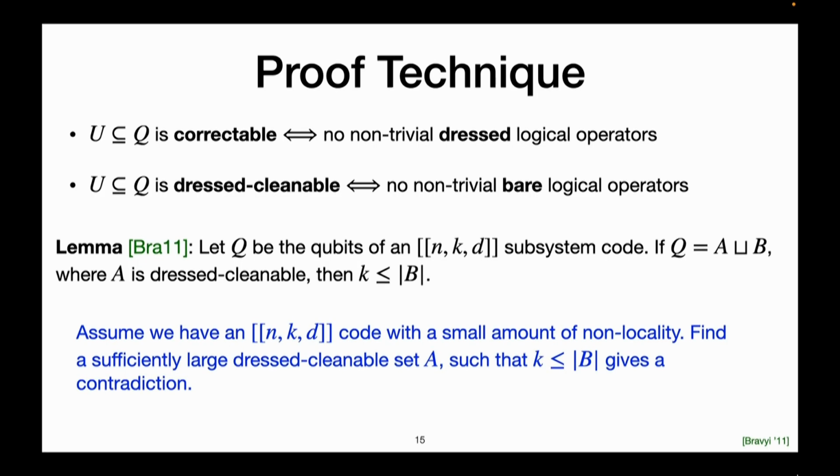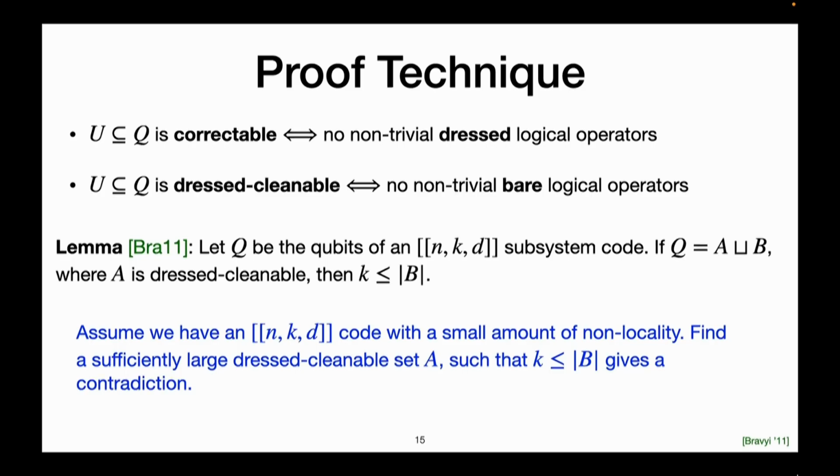So this leads us to our strategy. If we assume we have an NKD code with a small amount of non-locality, so maybe it has a certain number of long interactions, where those are defined based on the parameters from before, and if we can find a sufficiently large dressed cleanable set A, then the fact that K is less than or equal to the size of B gives a contradiction. Then we have to conclude that our code, or our embedding of the code, actually has more non-locality than that. So this is how we construct our lower bounds. And the key part here is that we need to be able to construct a large dressed cleanable set A.